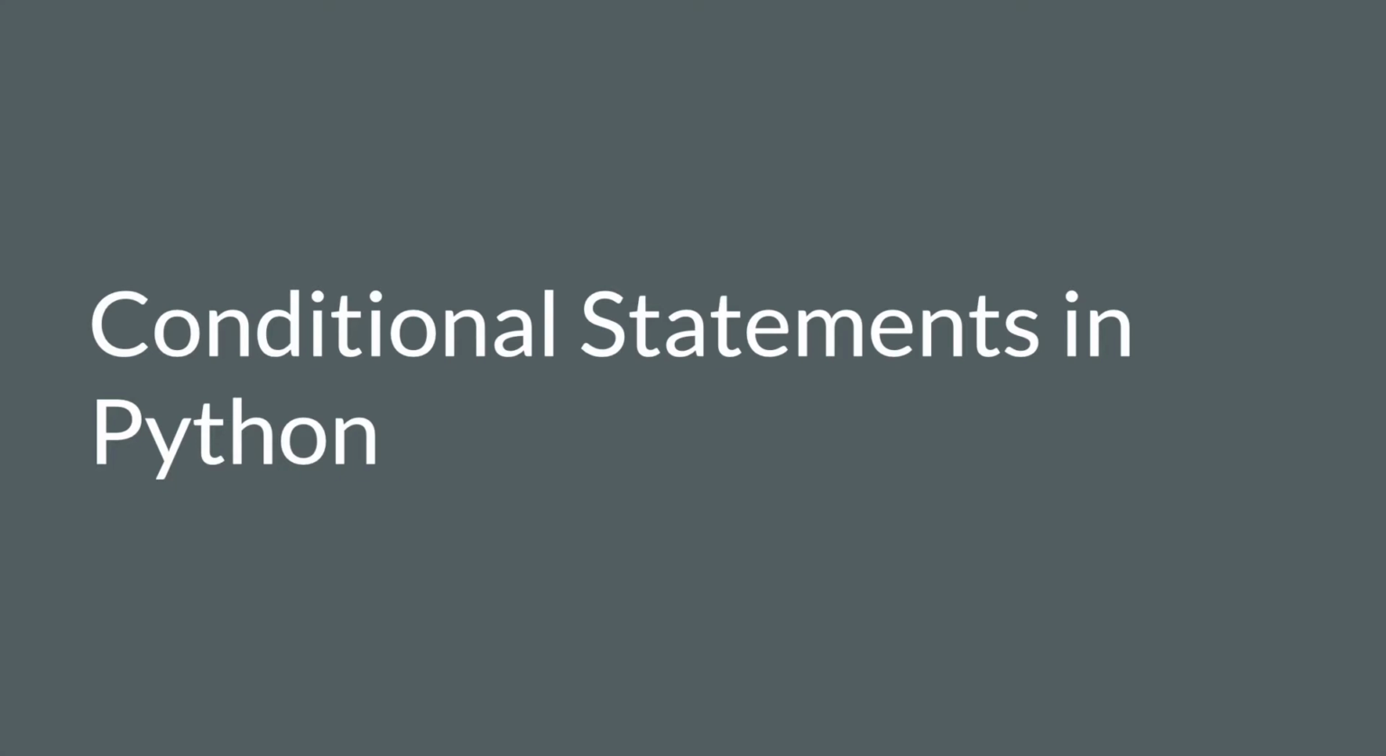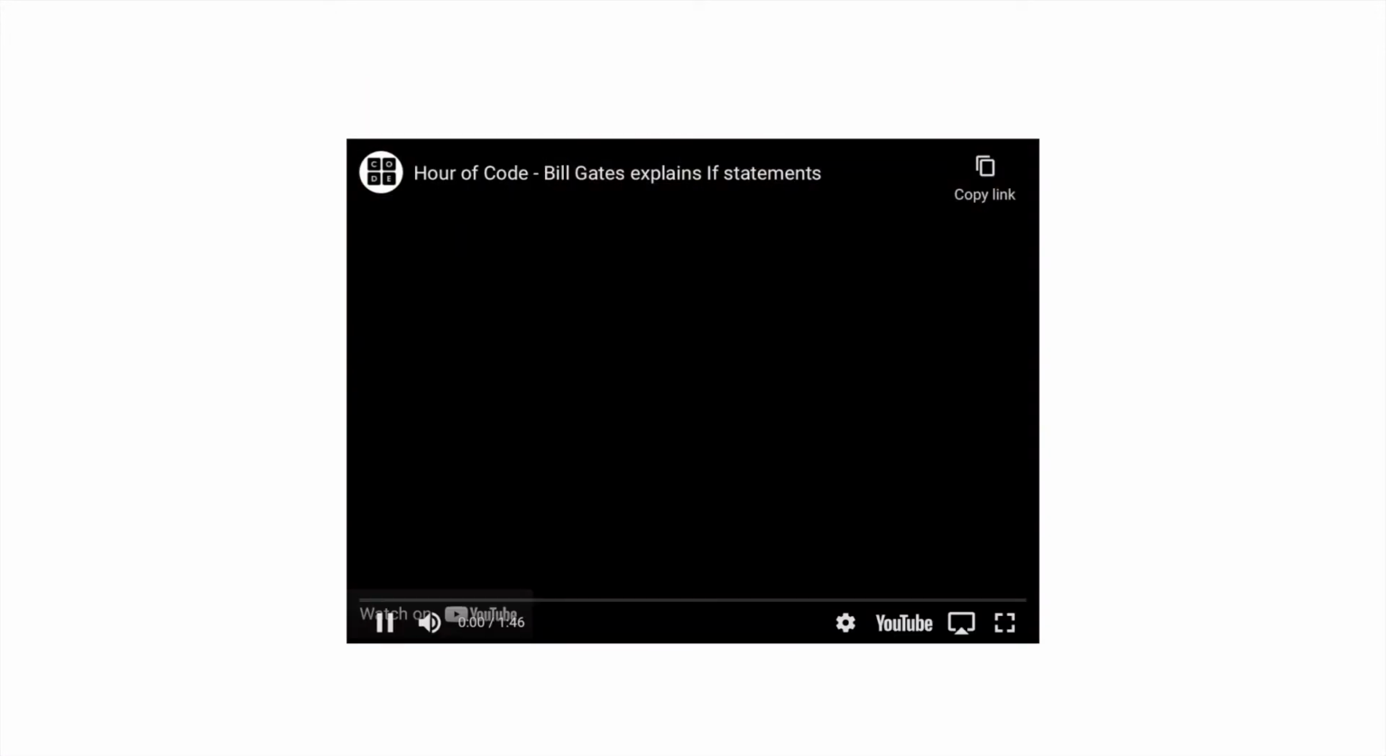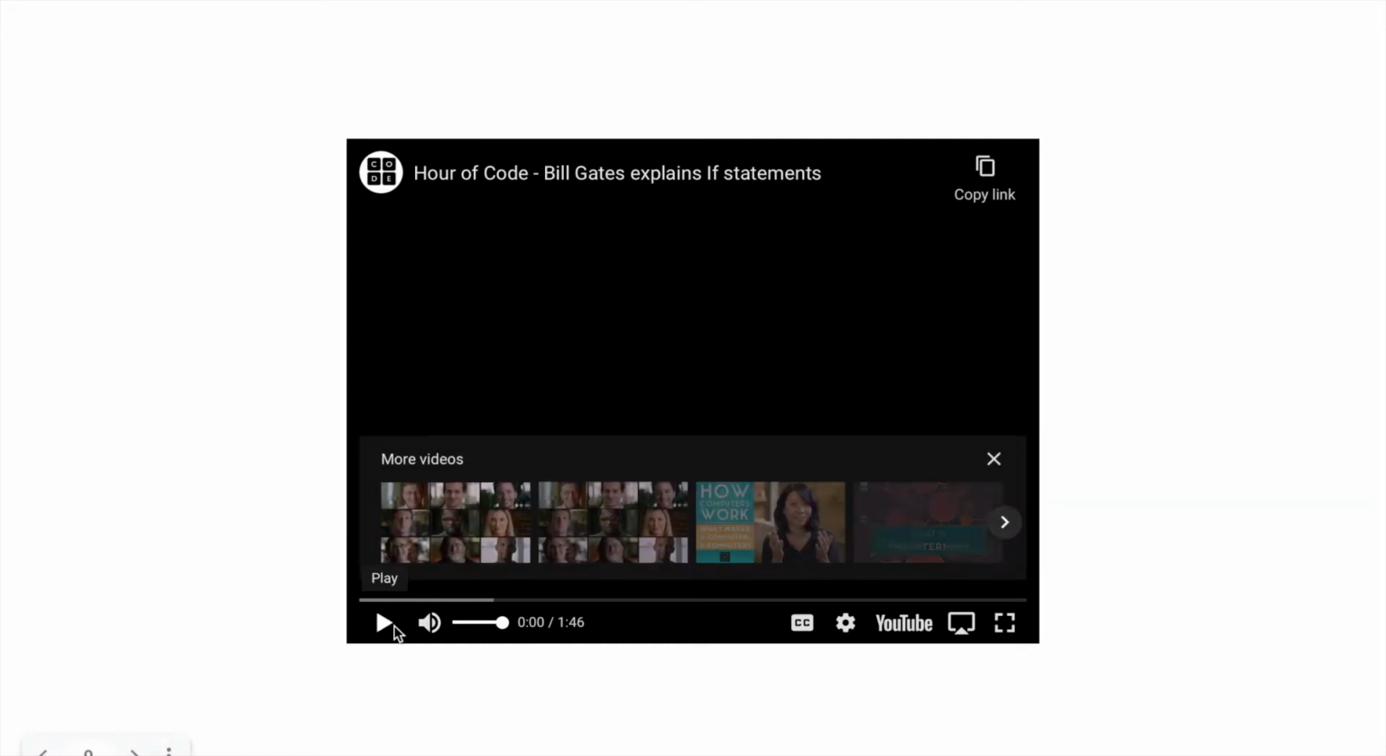So today we'll be going over conditional statements. A conditional statement is a function that performs a certain action depending on whether a specific value is true or false. There are 3 types of conditionals in Python: if, else, and elif. This is just a video from Bill Gates explaining if statements.